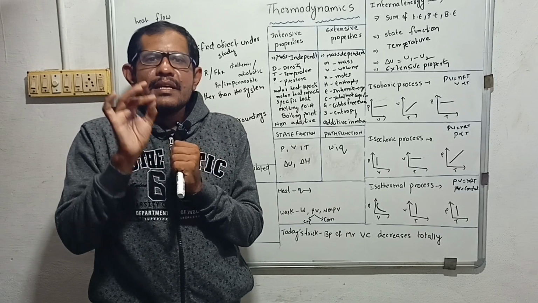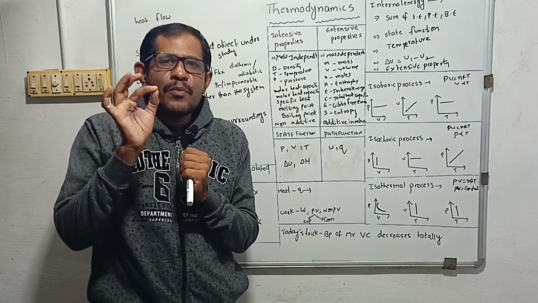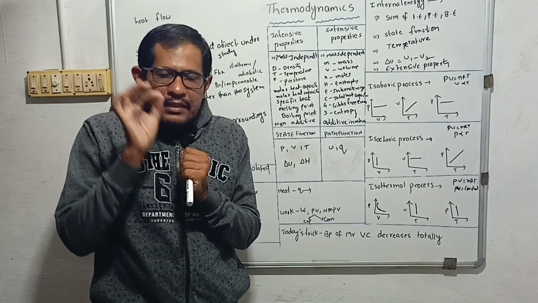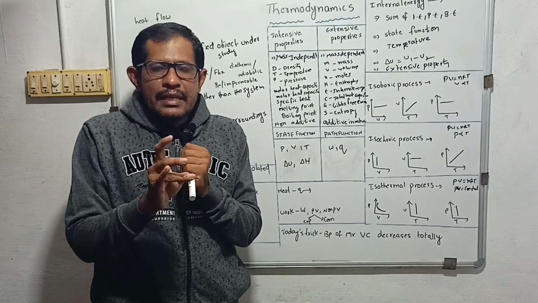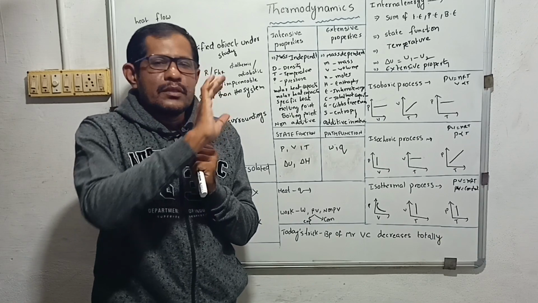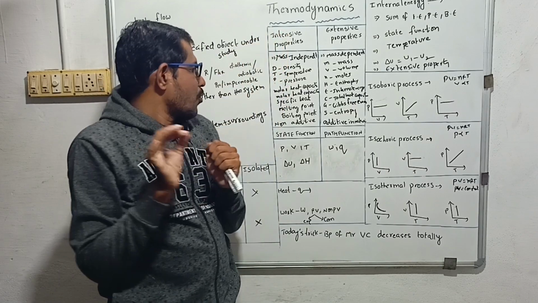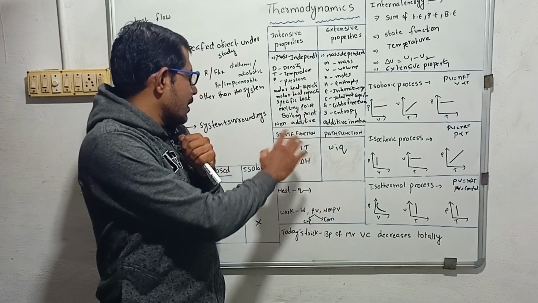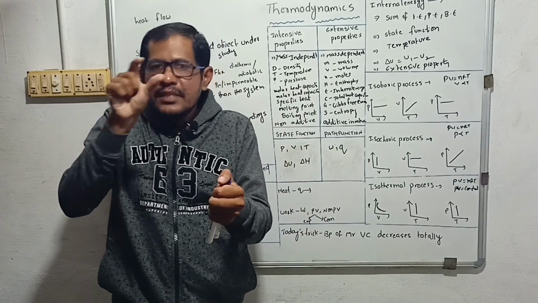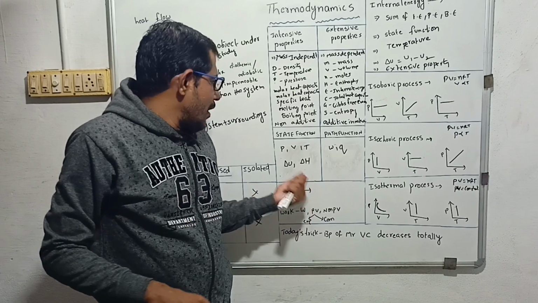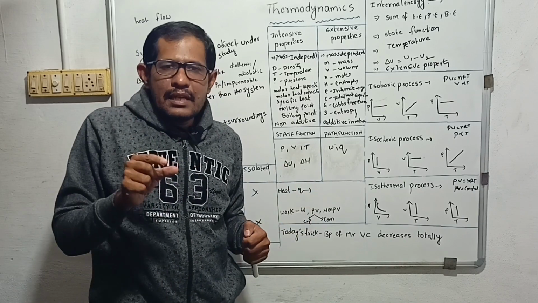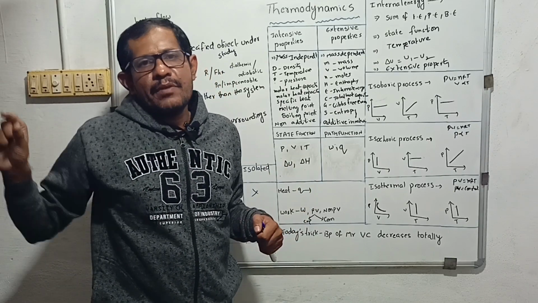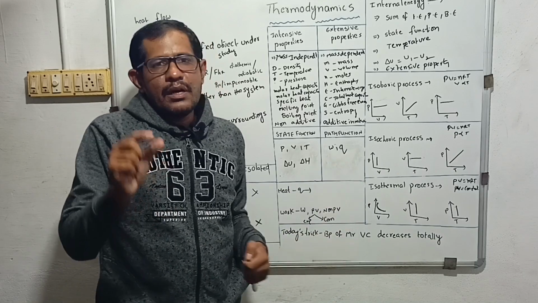Next, we have two properties: intensive properties and extensive properties. Intensive properties are mass independent properties, extensive properties are mass dependent properties. If you find terms like molar or specific heat, then you can judge it as an intensive property, right? Intensive properties are non-additive in nature, extensive properties are additive in nature. Next, state function, which depends on initial and final states only, right? Examples: pressure, volume, temperature, change in enthalpy and change in internal energy. Path function depends on the path, how the change happens.